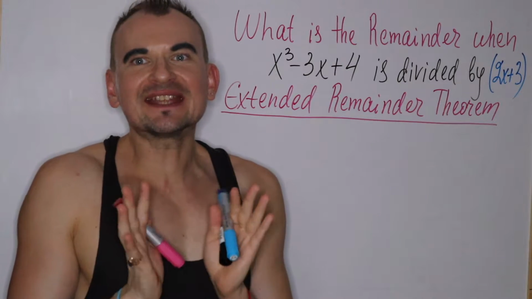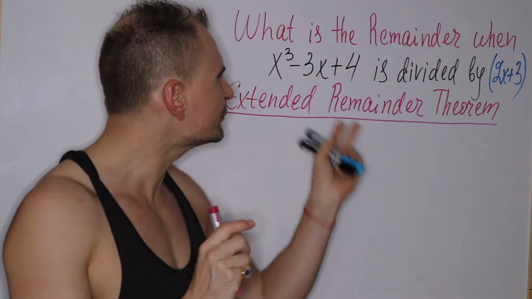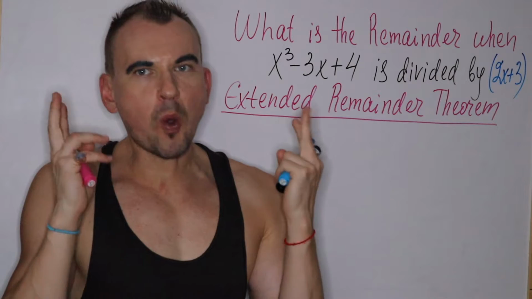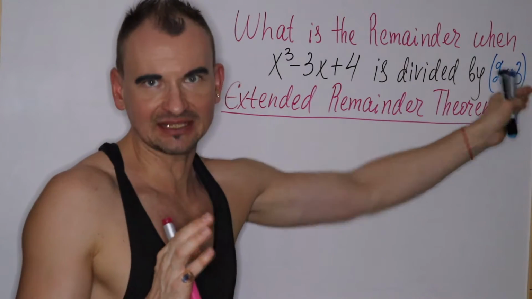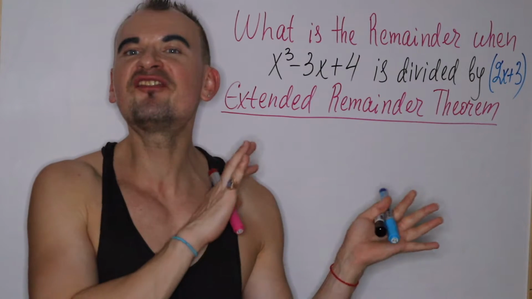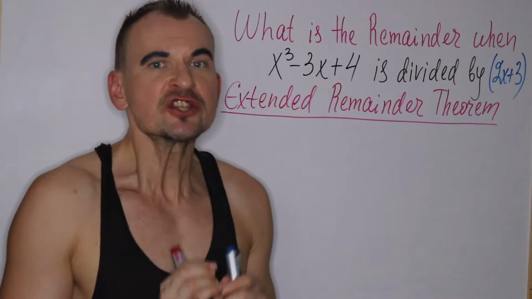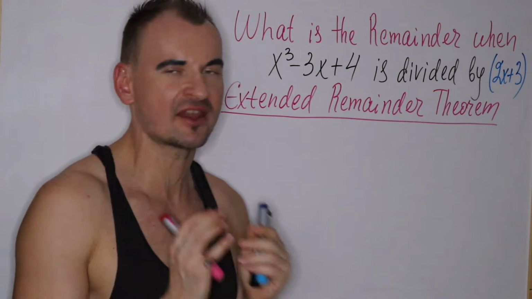The first way that comes to your mind is just straightforward. All you do is take this polynomial and use old-fashioned long division and divide it by that monomial. However, there is a faster way of finding this remainder. All you need to do is know the extended remainder theorem.